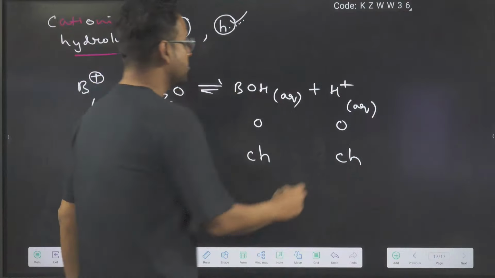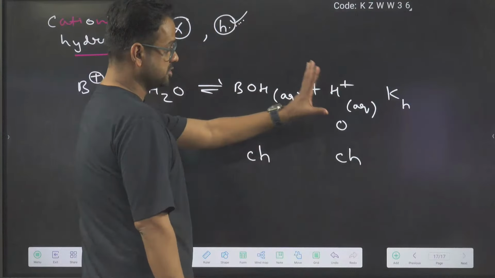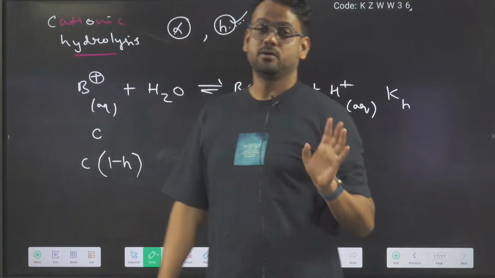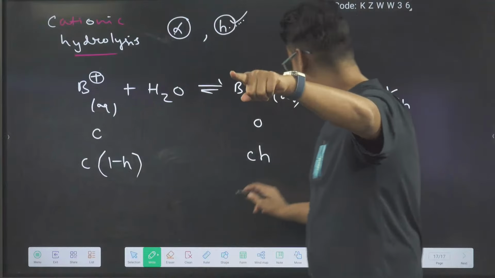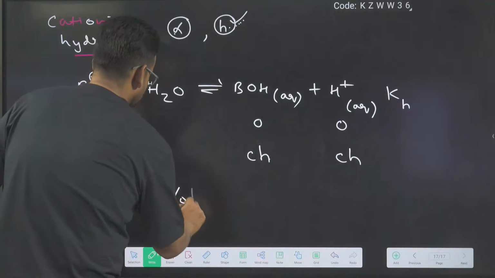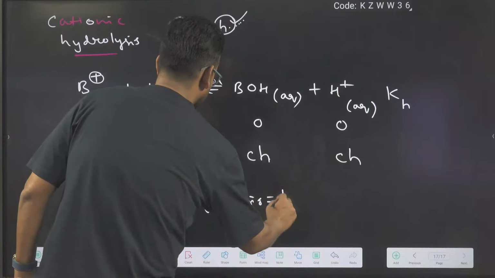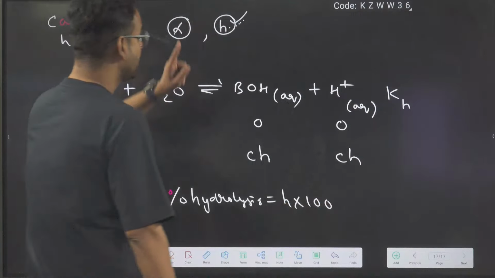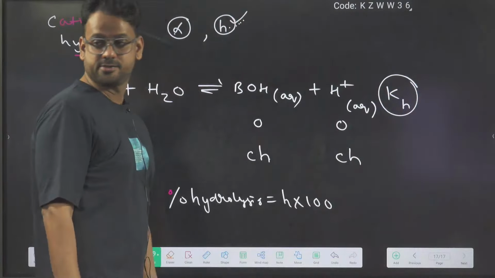And the equilibrium constant of this step will be called KH, the hydrolysis constant. One very common doubt: if the question asks for degree of hydrolysis, then you have to calculate h. If the question asks for percentage hydrolysis, then you have to calculate h into 100. Percentage hydrolysis is h into 100. If the question asks for hydrolysis constant, then you have to calculate this.